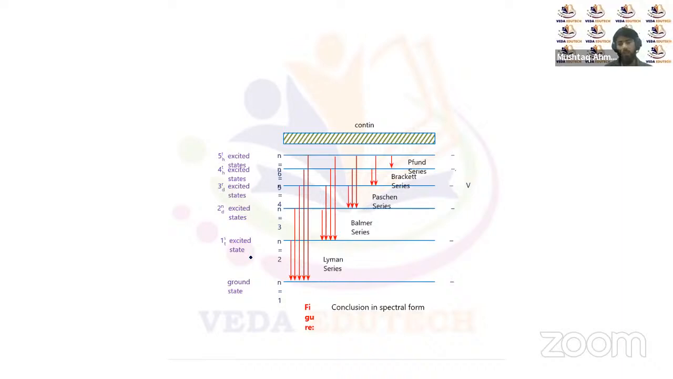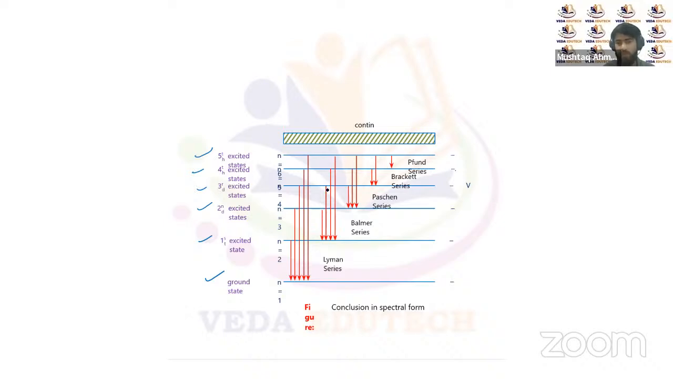Now you can see the conclusion here. Let's suppose this is the ground state, this is the first excited state, second excited state, third, fourth, and fifth. Now, an electron can make a transition from n5 to n4, n5 to n1, n4 to n1, n3 to n1. This series of lines will be the Lyman series.